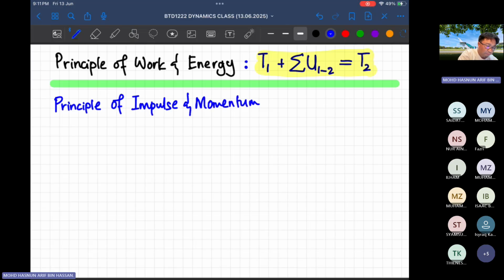All right. The principle of impulse and momentum. Before we go to the principle of impulse and momentum, let's derive where the principle comes from. The main equation used to derive it is Newton's second law of motion, which you have learned in chapter 2, F equals ma. So we have F equals the mass times acceleration.